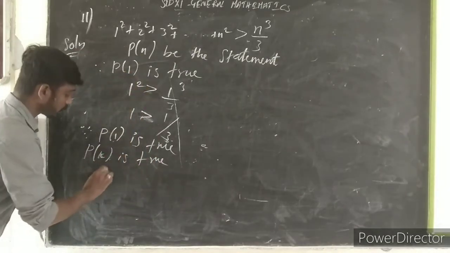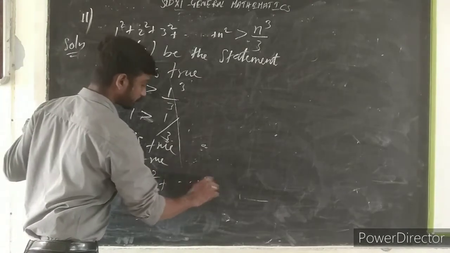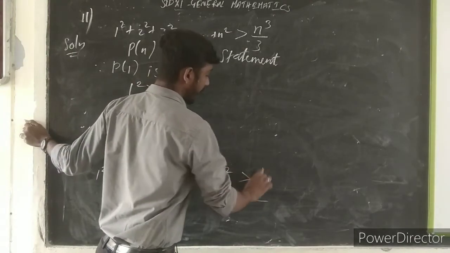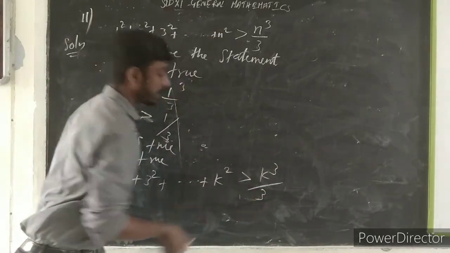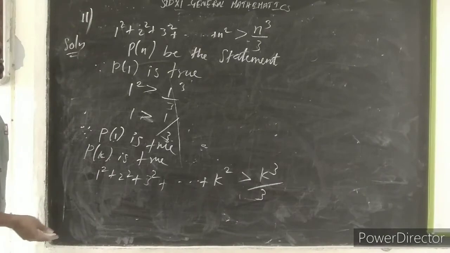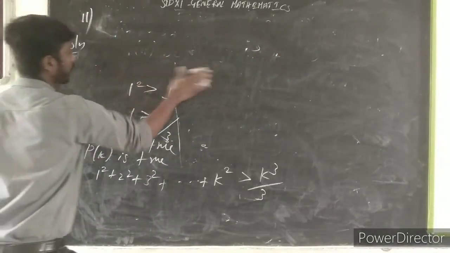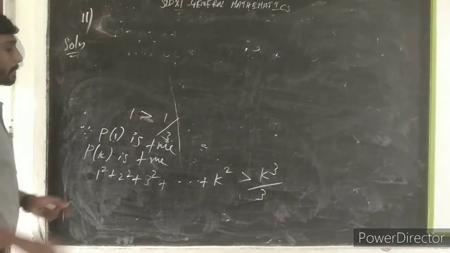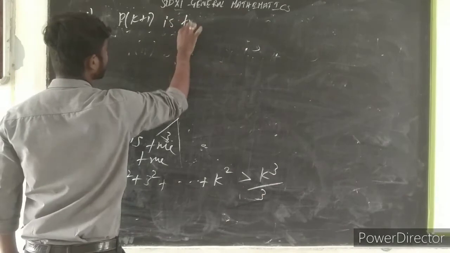So listen here, 1 square plus 2 square plus 3 square up to k square is greater than k cube divided by 3. Then what is the next step? What is the next procedure we are going to follow here? It will be k plus 1. We are going to prove P of k plus 1 is true here.